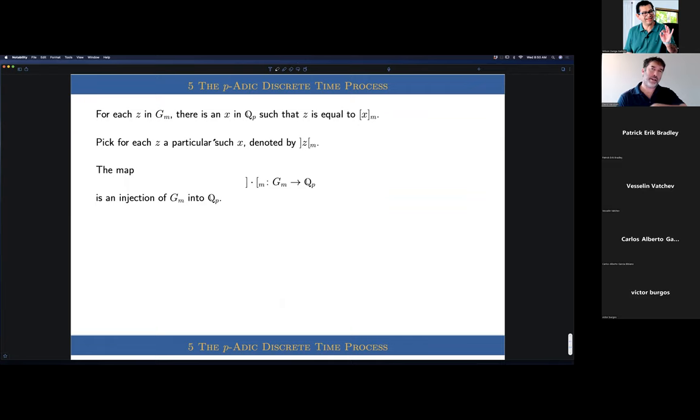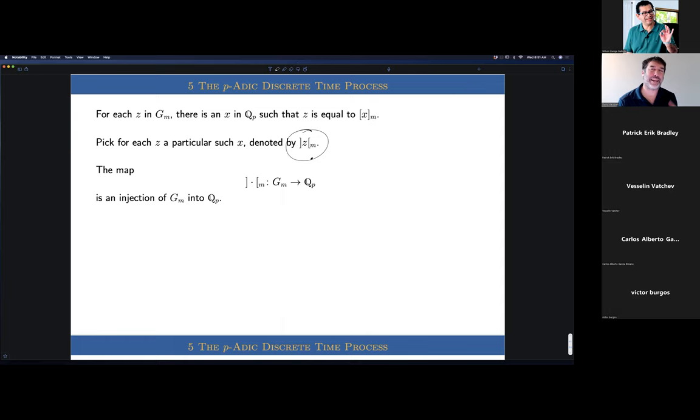Now we want to be able to embed G_M into Q_p. For each Z in G_M, there is an X in Q_p so that Z is equal to the bracket of X, the equivalence class in which X lives. We pick for each Z a particular X, and we denote that by this. There are lots of possibilities, but once you pick one, this map is an inclusion, and it doesn't matter which one you pick. You can pick any one you like.